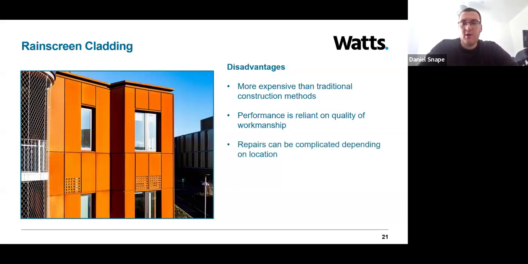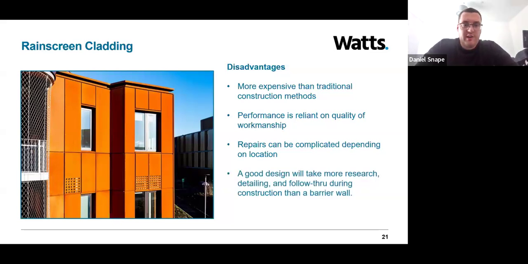Repairs as well, so these can be complicated depending on the location. For example, an outer panel may require removal to inspect a defect, and if that defect has been witnessed at high level, such as an internal damage to the internal fabric, then works can be quite difficult to undertake just to ascertain the extent of damage.